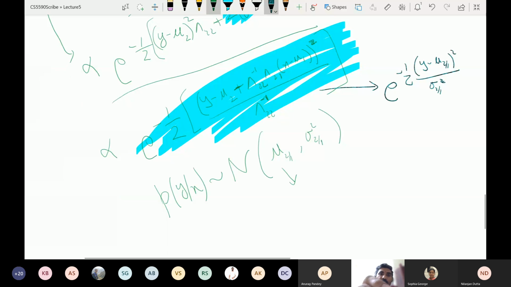Very good. That's all, right? So this is just a matter of reading off things, comparing terms, right? So mu 2 given 1 is mu 2 plus the term in x minus mu 1. So this entire thing is the mean. The mean is a function of x, of course, right? For different x's, you get different posterior distributions, right?